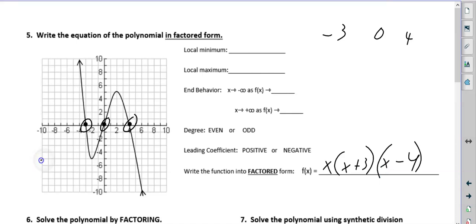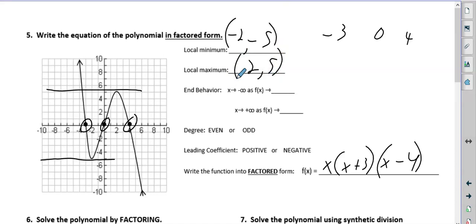The local minimum is right there at negative 5. Specifically negative 2, negative 5. The local maximum is at 2, 5. In end behavior, as it's going left, it's going up towards positive infinity. As it's going right, it's going down towards negative infinity.